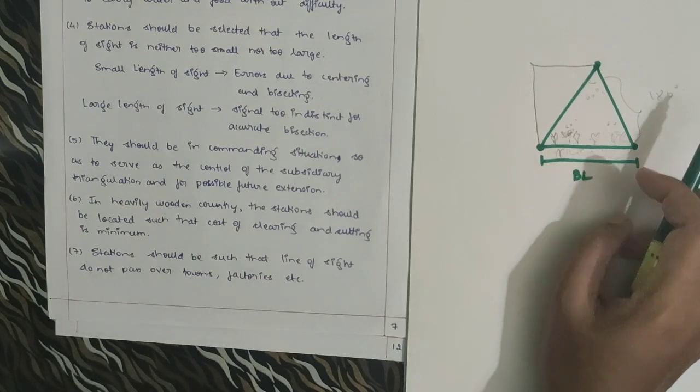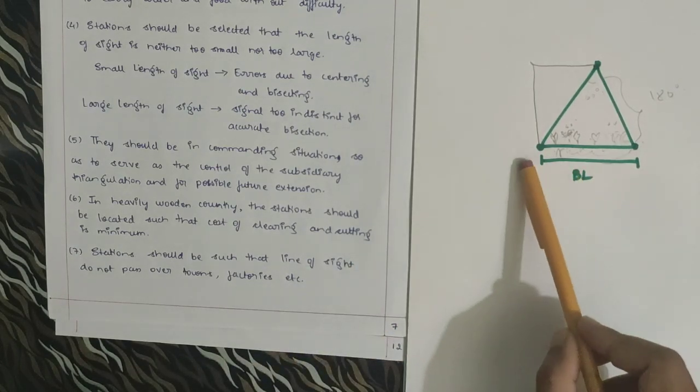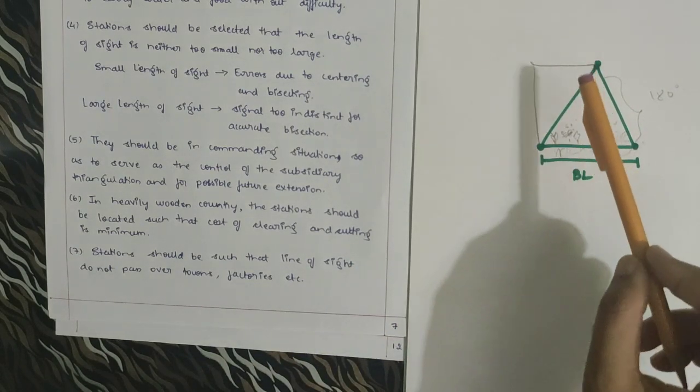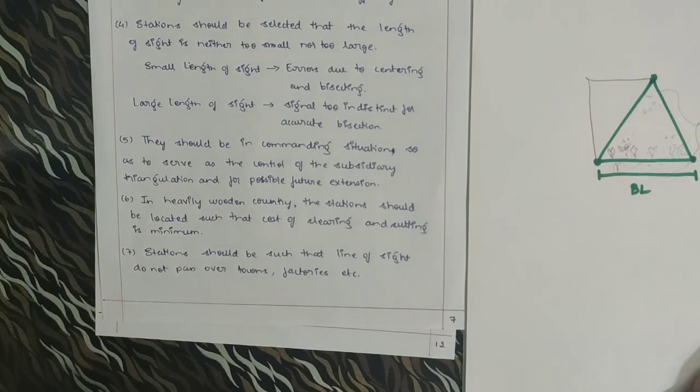Then the next point is that stations should be such that the line of sight does not pass over towns, factories, etc. If the line of sight is passing through the city or factories or towns, what happens? It is not easy to access, or it is not good to carry out the surveying in such kinds of places.